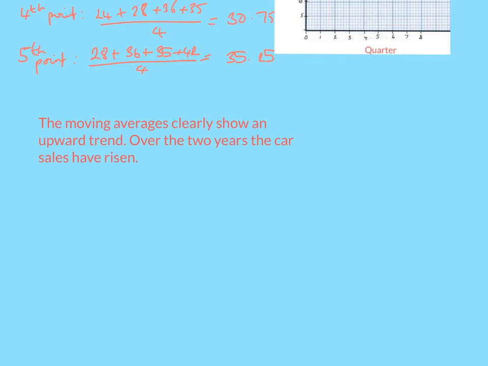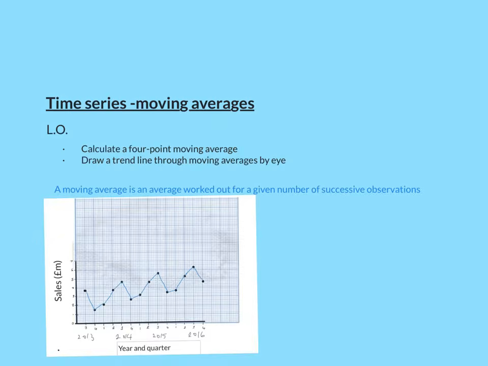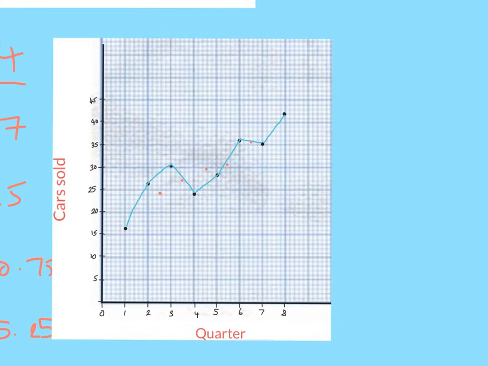Okay, well, if we look back at our learning objectives, we have calculated a 4-point moving average. We've done that, but we haven't got on to drawing trend lines through moving averages by eye yet. So that's what we're going to look at next. We're going to return to our graph and look at trend lines for this. Now this is different from the general line because we're not going to join these up dot to dot. We're going to do a line of best fit through the moving averages. So you should be using a ruler and there should be roughly equal numbers of points above and below the line. Something like this.